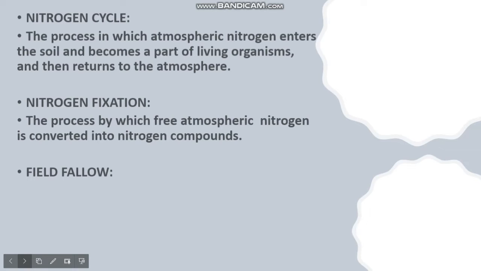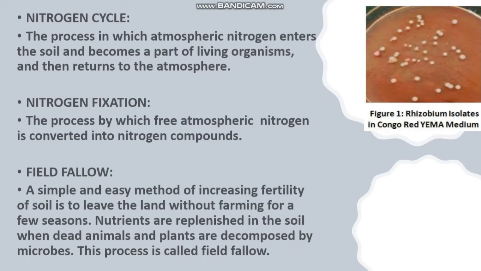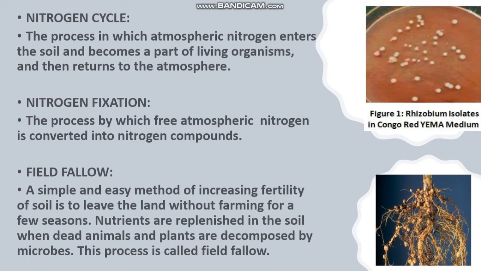Field fallow. A simple and easy method of increasing fertility of soil is to leave the land without farming for a few seasons. Nutrients are replenished in the soil when dead animals and plants are decomposed by microbes. This process is called field fallow.